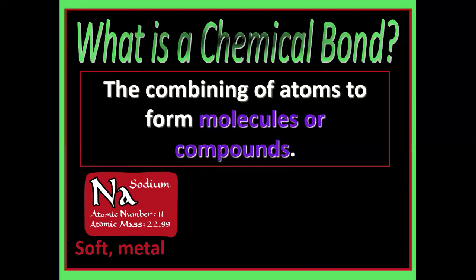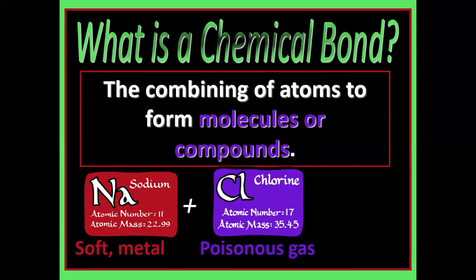For example, sodium. Atomic number of sodium is 11 and atomic mass of sodium is almost 23. It is a soft metal, can be cut with a knife, a silvery metal. Similarly, it reacts with chlorine, which is a poisonous gas. Its atomic number is 17. Atomic mass is almost 35.5.